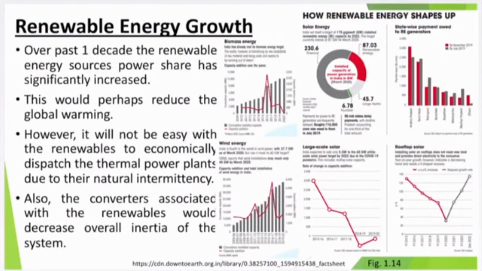Now, looking back to renewable energy growth, renewable energy growth across the world keeps on increasing, there is no doubt about it. But especially in a country like ours, for the last decade, the renewable energy sources' power share has significantly increased. Probably it may be due to the government's push, or maybe at this point of time we are very keen to go for clean energy and hence renewable. What would be the reason? But at the end of the day, the conclusion is we are crazy towards huge installation of renewable energy sources. This should perhaps reduce global warming, we expect.